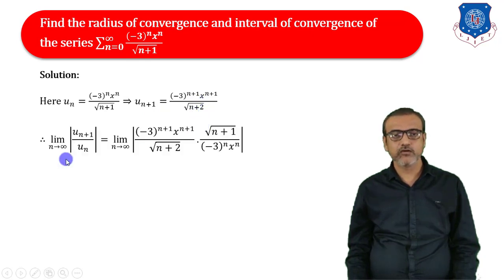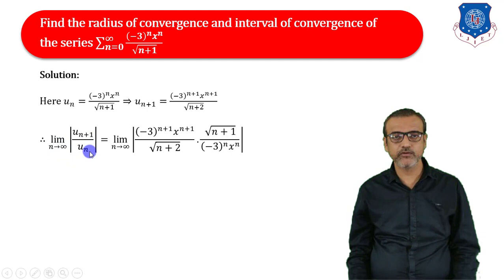Here we are going to apply the ratio test. Therefore, limit n tends to infinity, modulus of u_(n+1) upon u_n. This is equal to limit n tends to infinity of u_(n+1), multiplied by the inverse of u_n, that is square root of n plus 1 divided by (minus 3) raised to n into x raised to n.